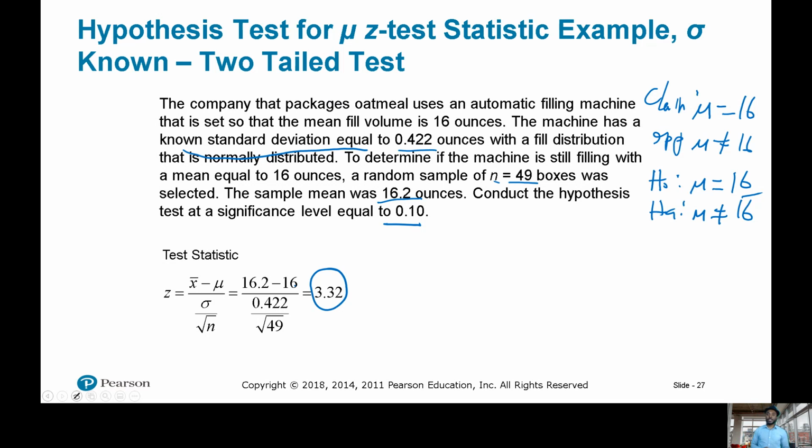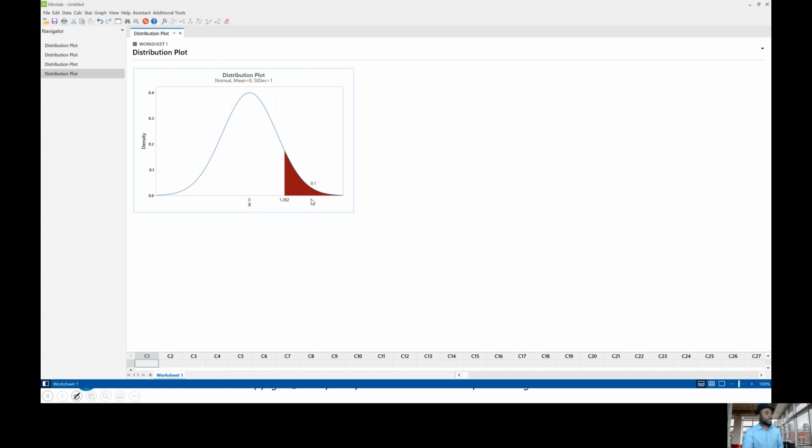We are here again using a significance level of 0.1, but the difference here is that we are looking at a two-tailed test. So our critical value is z alpha over 2, with 0.1 split into both tails. Let me bring up Minitab to show you how to determine the critical value, because it's going to be different from the previous example. In the previous example, this was right tail, and our critical value was 1.282. Now we have both tails.